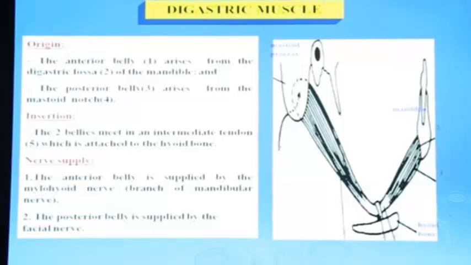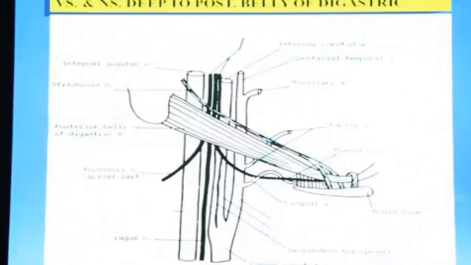Nerve supply: the anterior belly is supplied by the mylohyoid nerve, branch of the mandibular nerve. The posterior belly is supplied by the facial nerve. That's why sometimes we are asking as a multiple choice, which muscle has two cranial nerve supply. This is the digastric, because the anterior belly comes from the trigeminal mandibular nerve, and the posterior belly comes from the facial nerve.